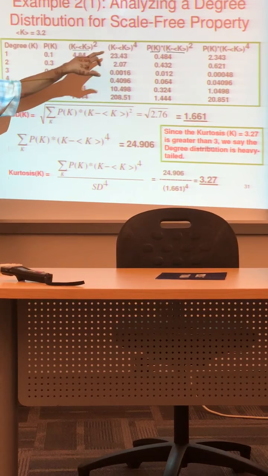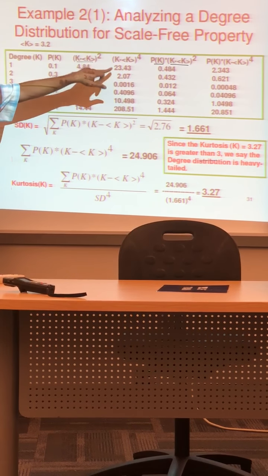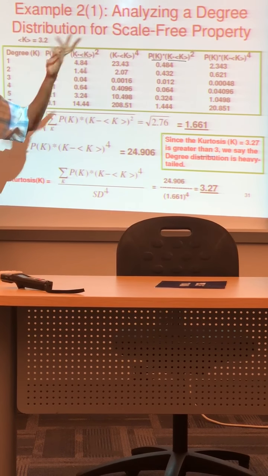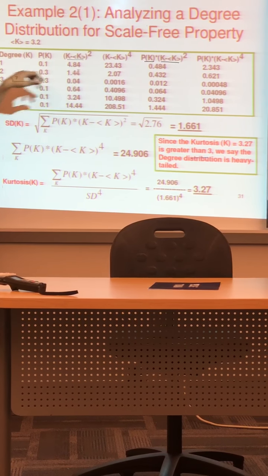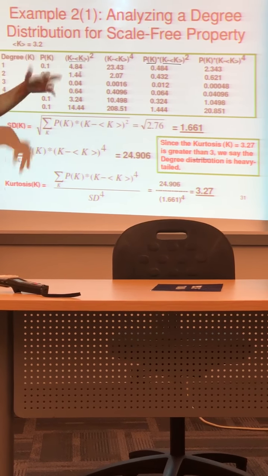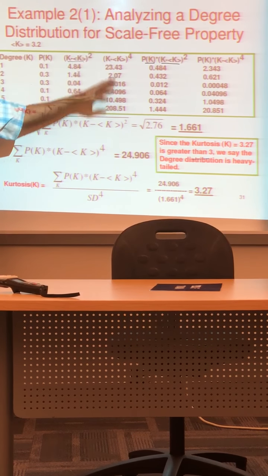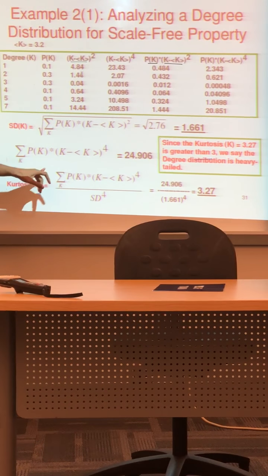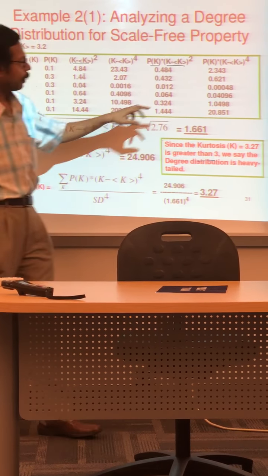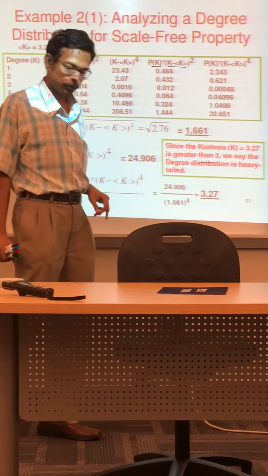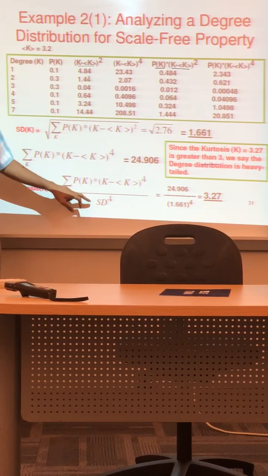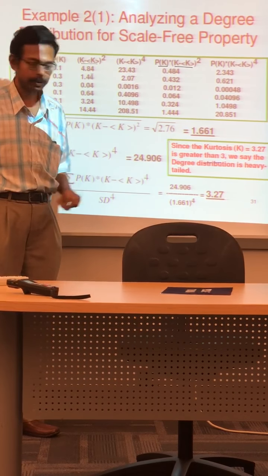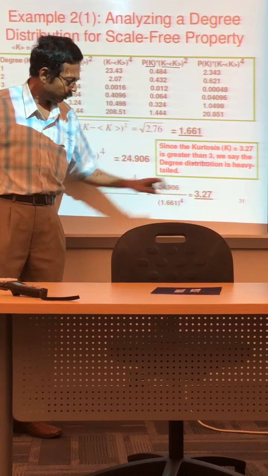So you can either square this up, 4.84 squared, or you can just say k is 1 minus 3.2 raised to 4. It's up to you how you want to find it. Then 2 minus 3.2 raised to 4. Then multiply each of these values with p of k, and according to this formula, just add them up. If you add up all these values, you get 24.906, and divided by the fourth power of the standard deviation. Once you have the standard deviation, you can plug that in, and the final answer is 3.27.